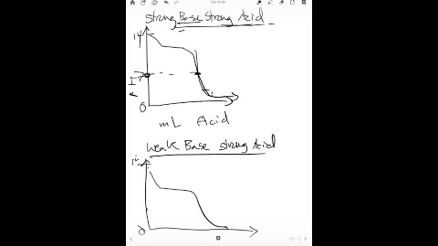At the endpoint, the pH is lower than 7 because the conjugate acid of a weak base is relatively strong, so it will affect the pH at the endpoint.